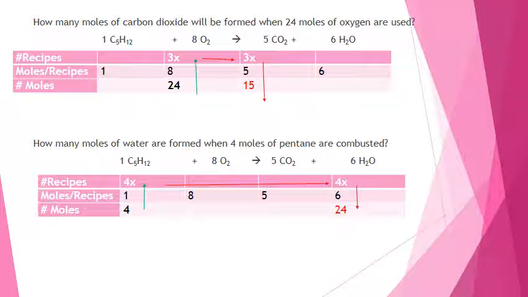Okay, next problem. How many moles of carbon dioxide will be formed when 24 moles of oxygen are used? So set the table up. Here's your balanced equation. Here's your table. Put in the moles per recipe. You start out with 24 moles. Every recipe needs 8, so you can divide the 24 into groups of 8 to get 3 recipes. Bring the 3 over here. If you can do the recipe 3 times, you get 5 carbon dioxides each time, so 5 carbon dioxides 3 times is 15.